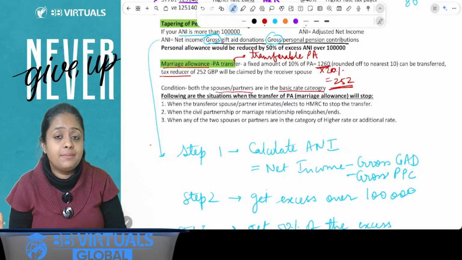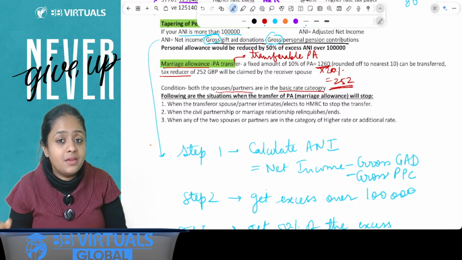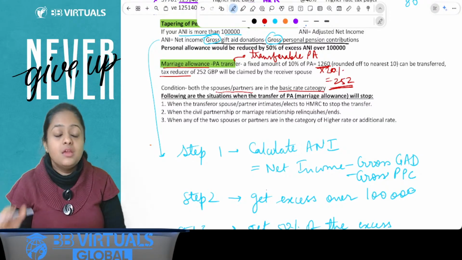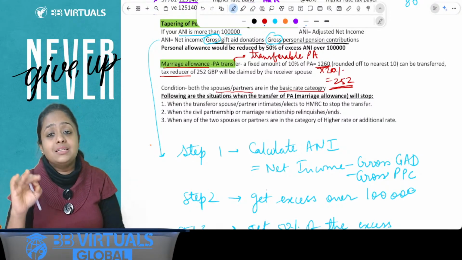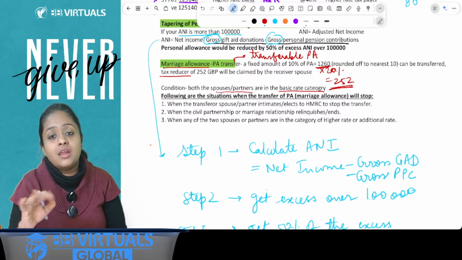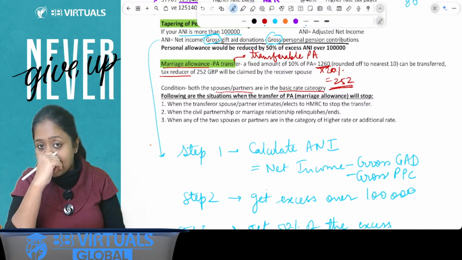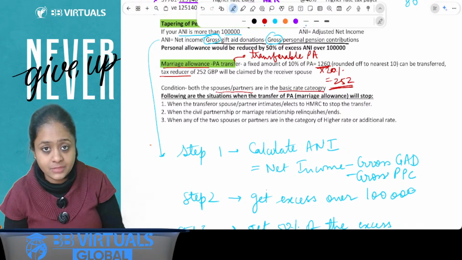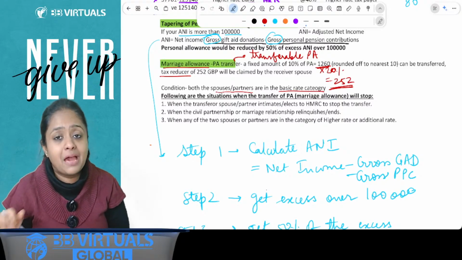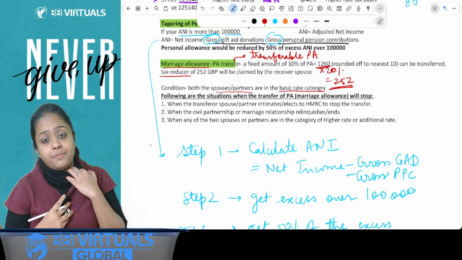And whose tax liability? The one who's receiving the PA. So the one who's receiving the PA will not add to the PA. He will just reduce his tax liability by 252 and we will call it a tax reducer marriage allowance. I think it's time that I take an example to make you understand this. Let me first recap the marriage allowance, then I will do a proper understanding with an example.